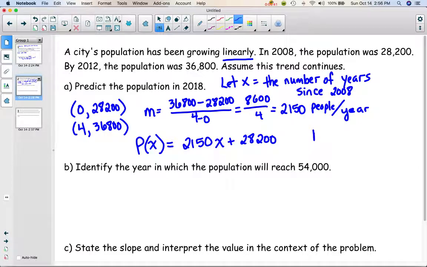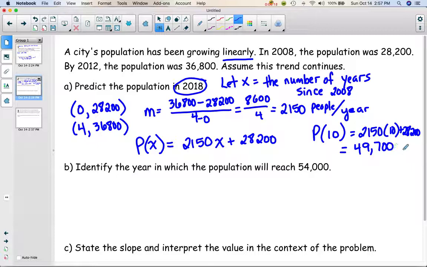So now if I want to make a prediction for the year 2018, now don't plug in 2018, you're going to plug in an 18 since that's 18 years since, oh, I take that back. You're going to plug in a 10 since it's 10 years since 2008. So if you substitute that value in, and when you do that, you will get a value of 49,700 people.